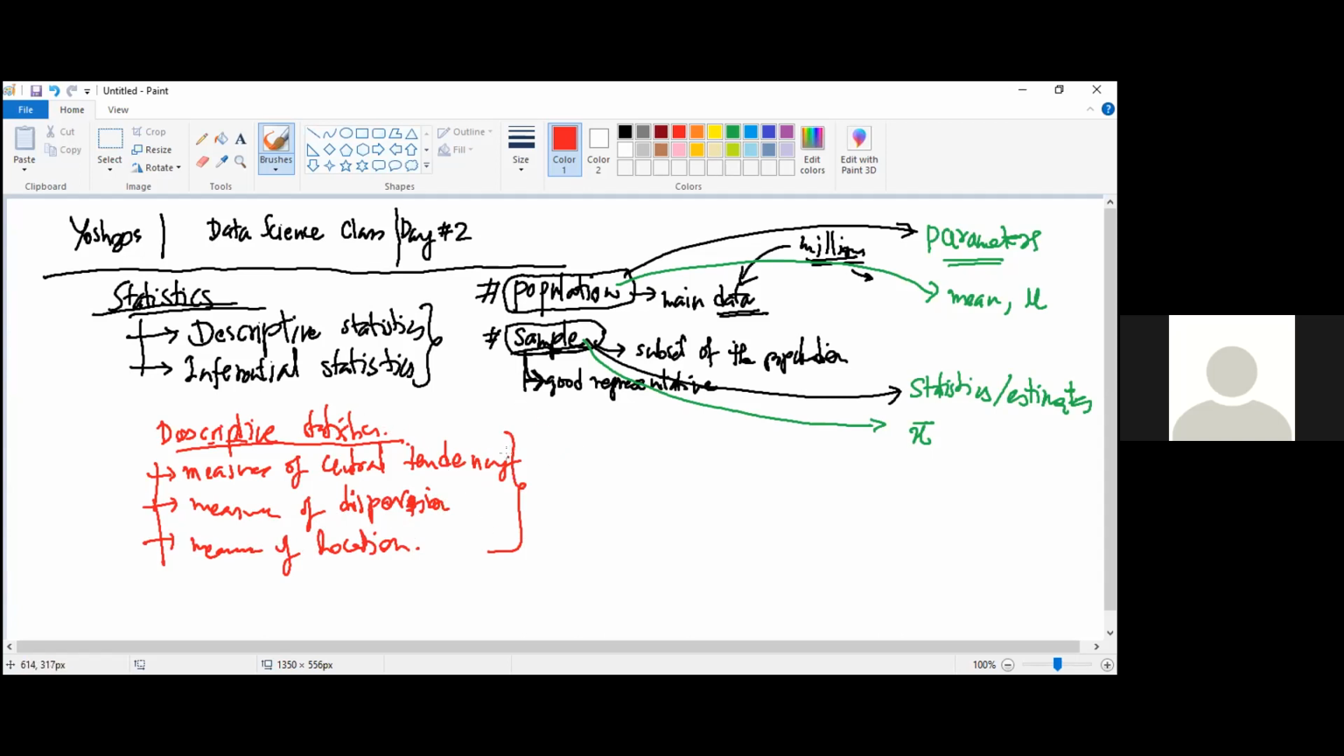When we talk about measures of central tendency, we talk about a single quantity that acts as a description of the population, like mean, median, mode, the most commonly used and the most well-known measures of central tendency. And I hope you all might be remembering how to calculate mean, median, and mode.